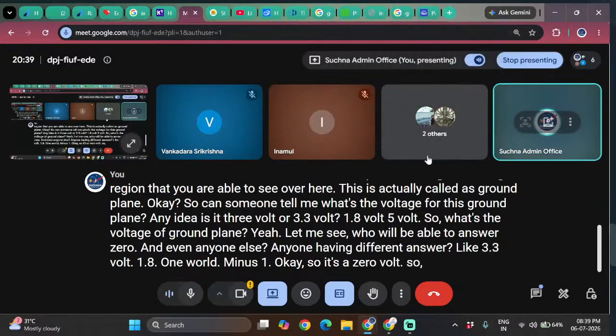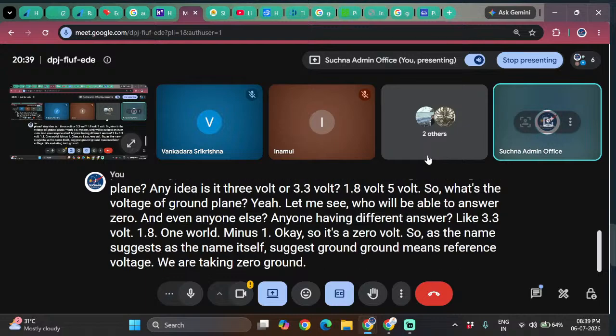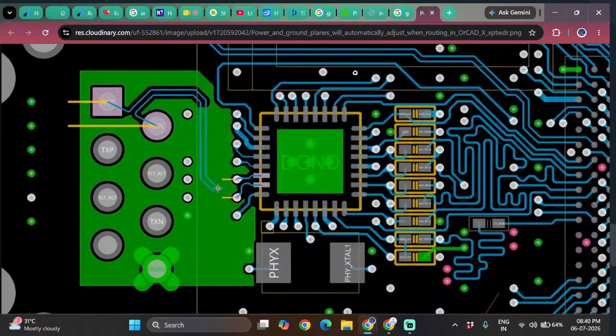As the name itself suggests, ground means reference voltage. We are taking ground as 0, right? So ground means 0, and that is called the ground plane. So this particular thing is equivalent to ground. It is actually carrying 0 voltage, potential 0.